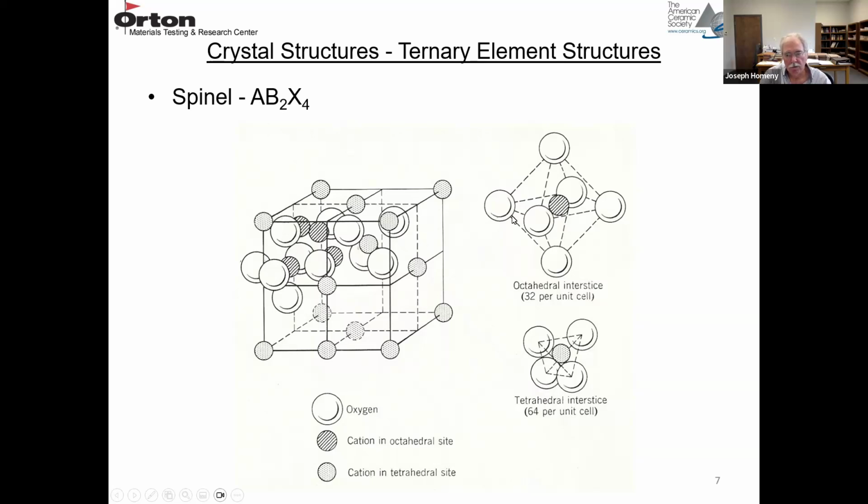So this is an octahedron with the cation, the crosshatched cation, in that site. And that's shown right here. You can see the 6 oxygens surrounding the cation. And then this is the tetrahedral site. You can see one right here. There's 4 oxygens surrounding the cation.